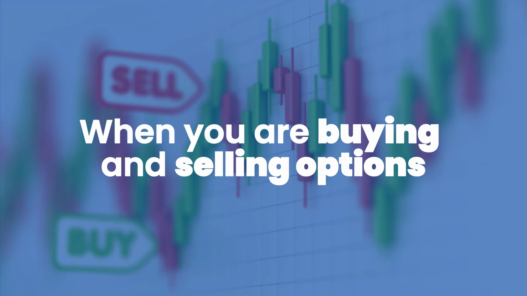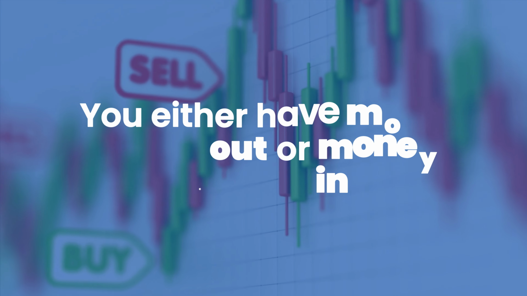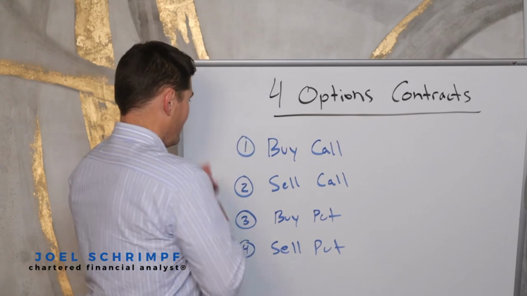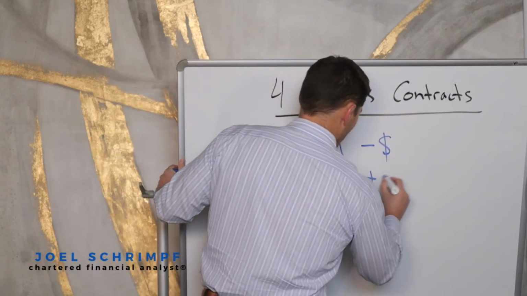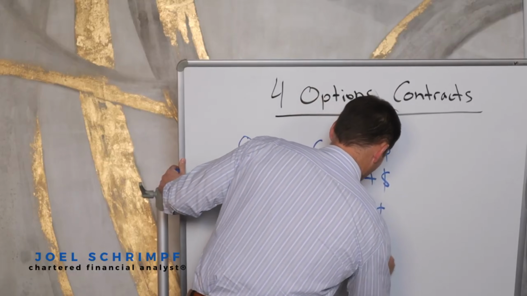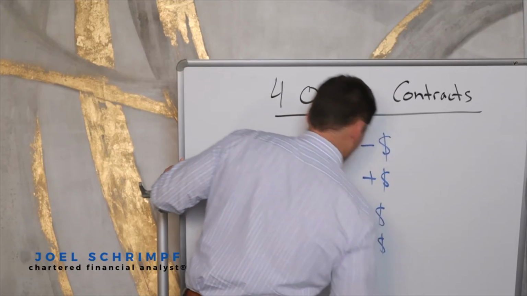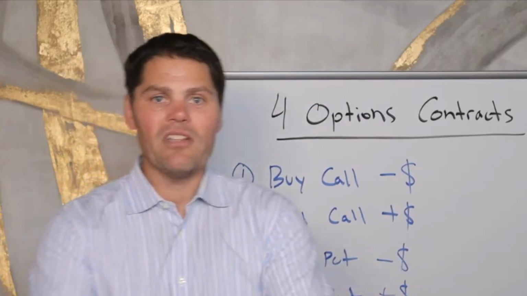Now, when you are buying and selling options, you either have money going out or money coming in. So let's just say you buy something, well, that's money going out. Sell something, that's money coming in. Buy something, money going out. Sell something, money coming in. Now, if it's a loan, that means you're getting money.